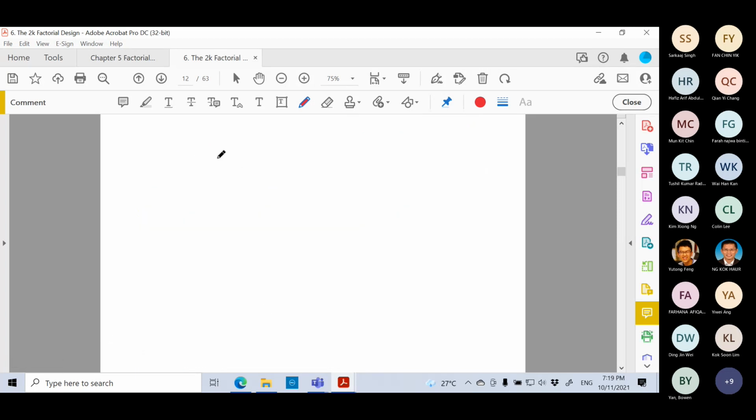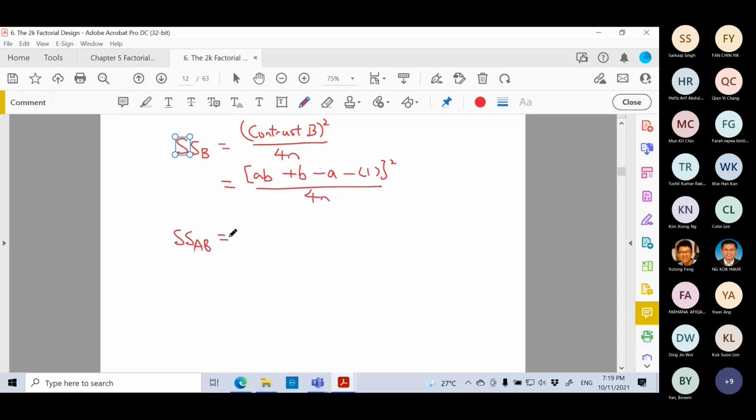We can extend the idea to the sum of square for B. The sum of square for B will be equal to the contrast for B squared divided by 4n. So the contrast for B is equal to AB plus B minus A minus 1, squared, divided by 4n. Then the last one will be the sum of square for AB.